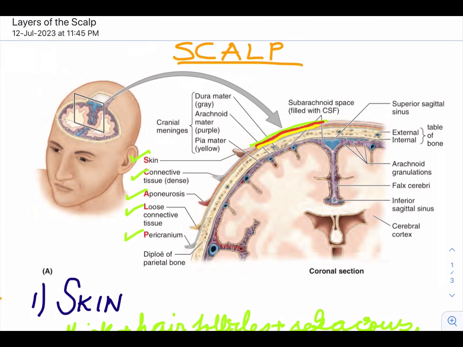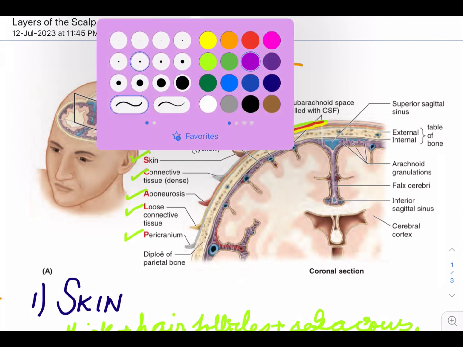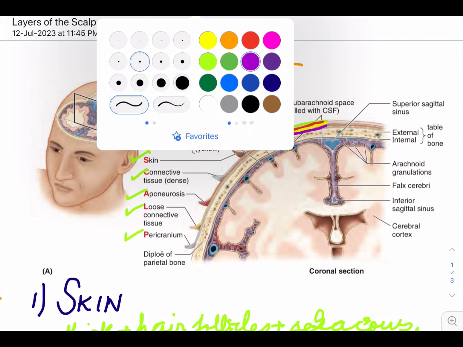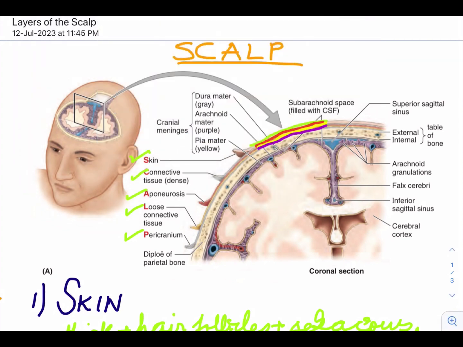The yellow shows the aponeurosis. The purple shows the loose connective tissue or the loose areolar tissue. And finally, the black shows the pericranium.